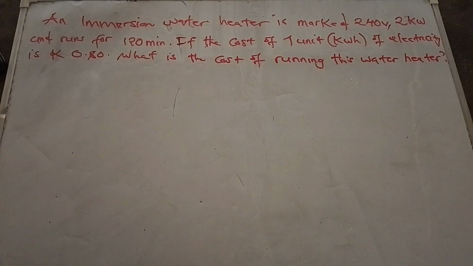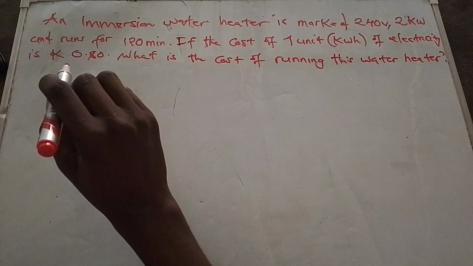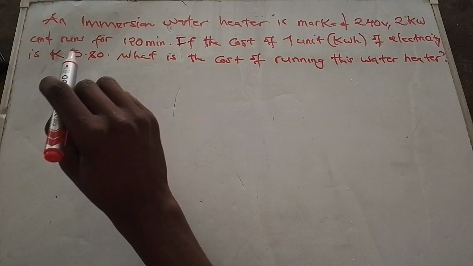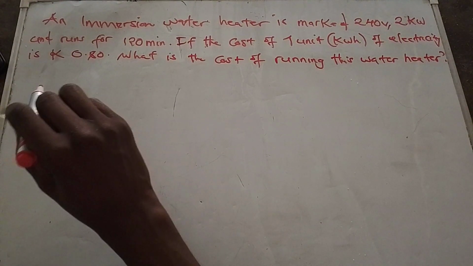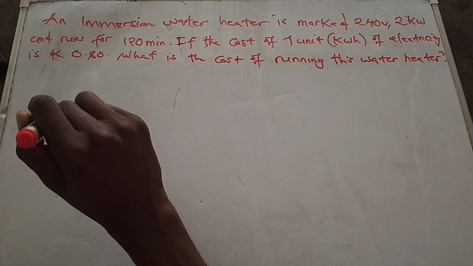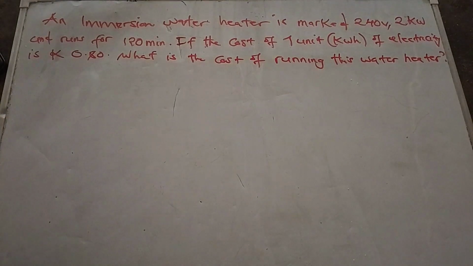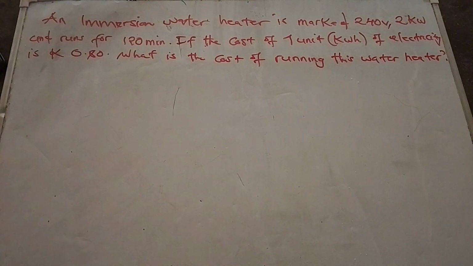So in this video, we'll look at calculations and the cost of electricity. I have an example with me. An immersion water heater is marked 240 volts, 2 kilowatts, and runs for 120 minutes. If the cost of 1 unit of electricity is equivalent to 0.80, what is the cost of running this water heater? So, solutions.